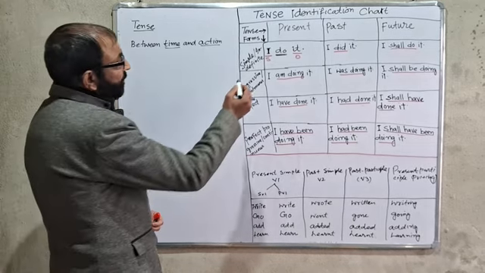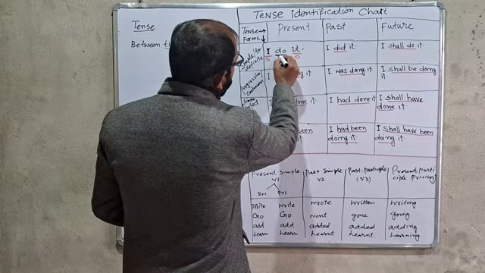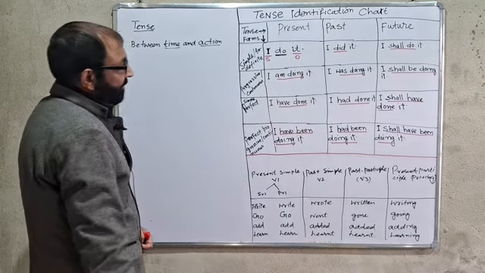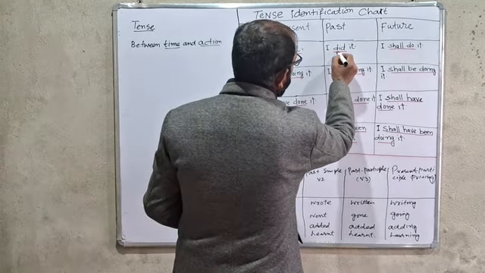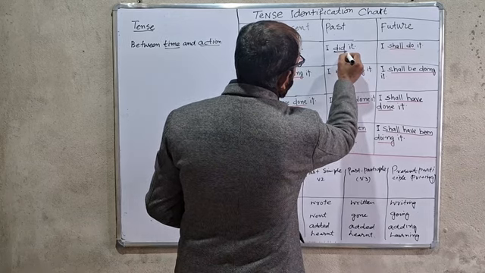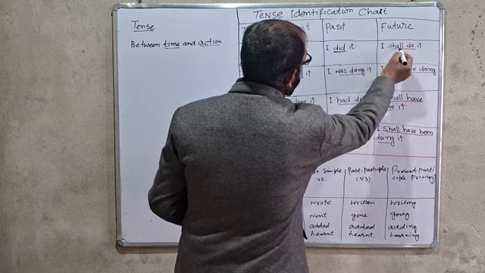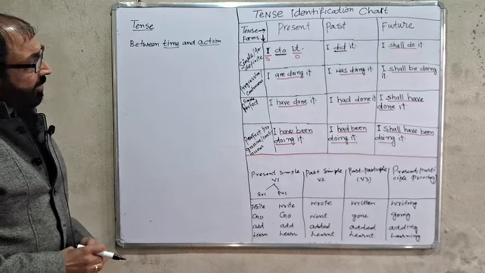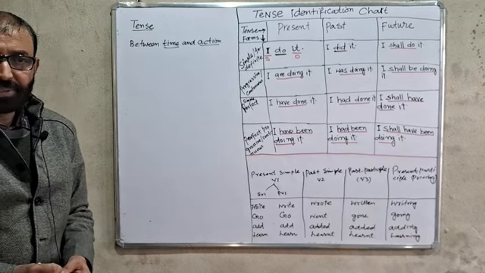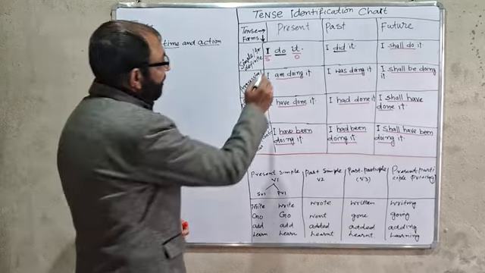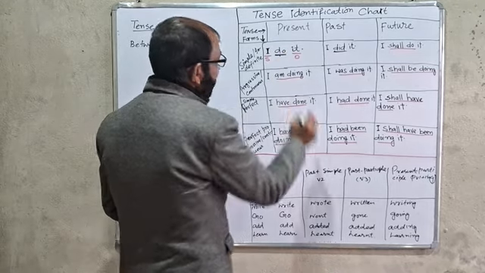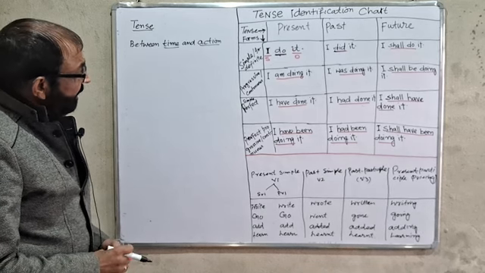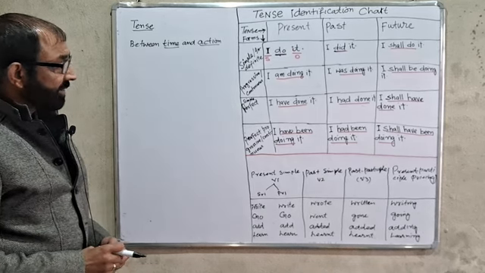Now you see, here it is do in present simple tense. Here it is did in past simple tense. Second form of verb. Here it is shall do. The only word that changes its breath is the verb. That's why it's called action word. I and it, subject and object, they are static.